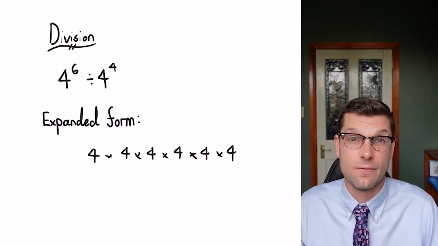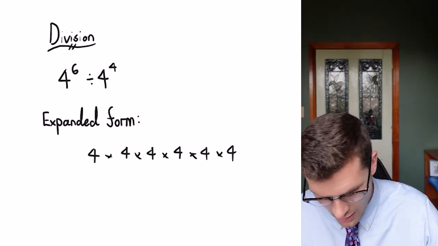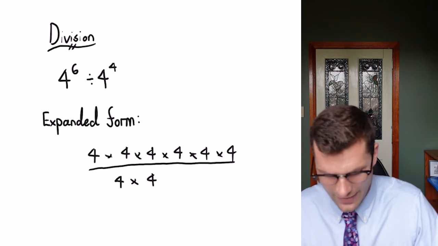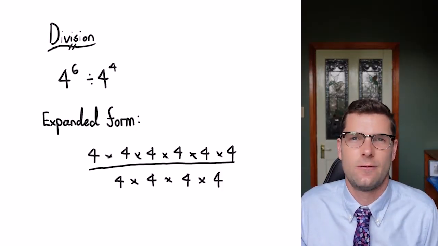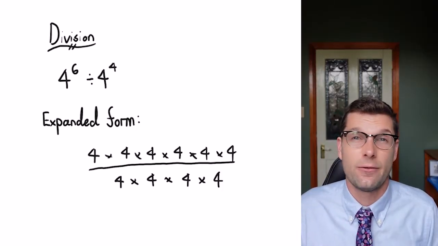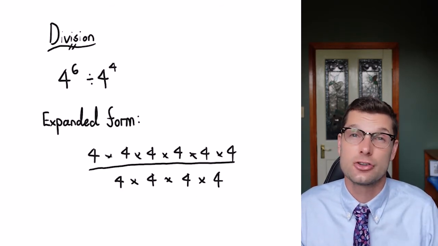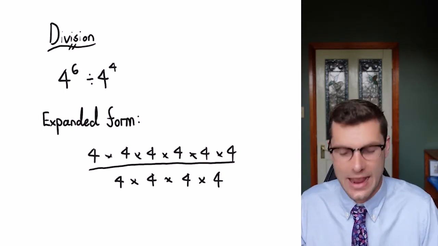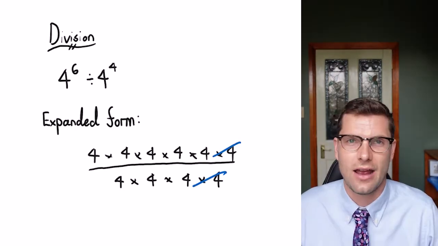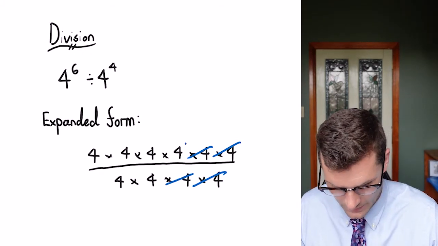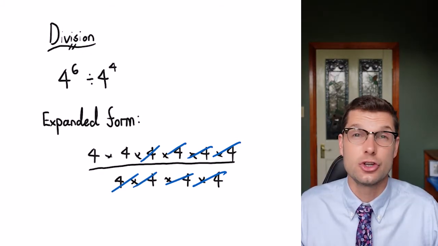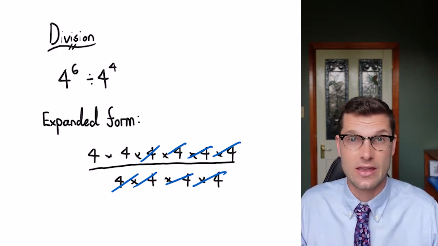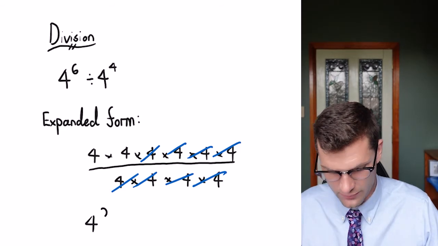And because it's divided by 4 to the power of 4, I'm going to put it all over a fraction. So writing it out in a different way. And then I've got 4 multiplied by itself 4 times. Because this is on a fraction and we've got the same factor on top and bottom, we can start cancelling terms out. So the times 4 at the end cancels out with this times 4, and that moves down the whole way until we are left with the 2 spares up the top. That's all that is left. So the answer becomes 4 to the power of 2.